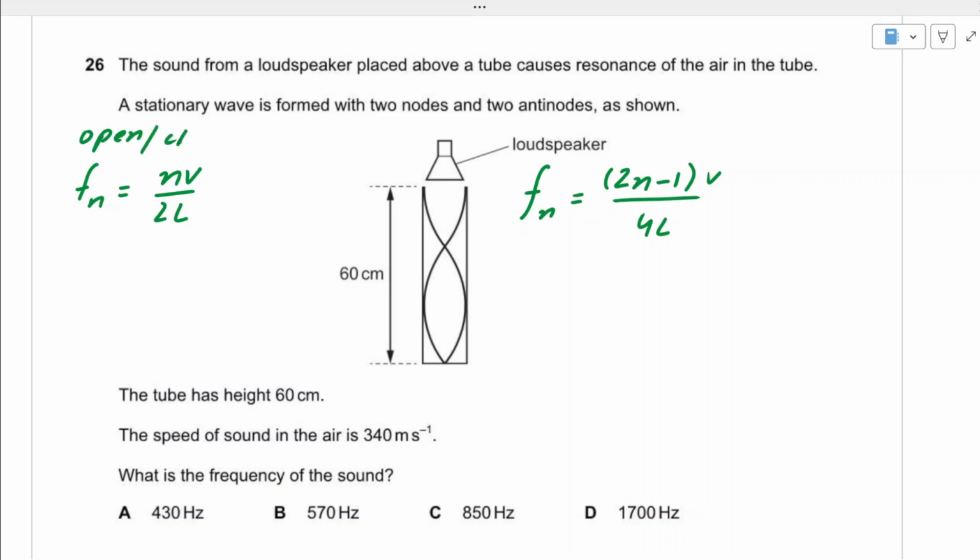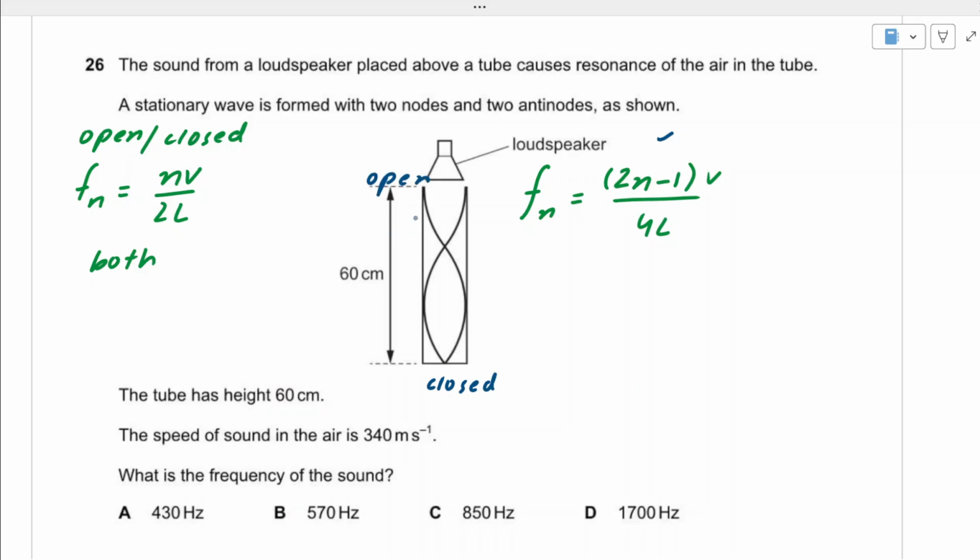Both open or closed, this is the formula for that one. But when one end is open and the other end is closed, we use this formula. Now, which harmonic is this one? For the case when one end is closed and the other end is open, which harmonic is this?